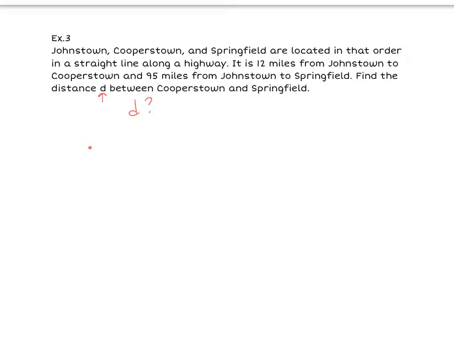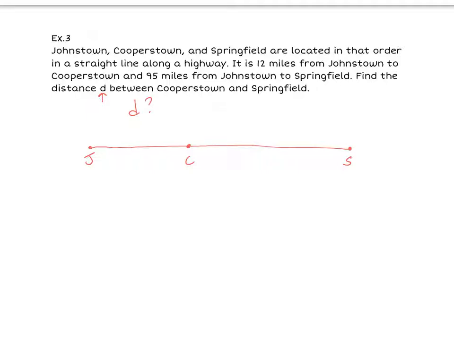This one I would think about as, it might be easier to draw a little picture here. Let's make this Johnstown, this Cooperstown, and this Springfield. Because right there it says Johnstown, Cooperstown, and Springfield are located in that order in a straight line along a highway.